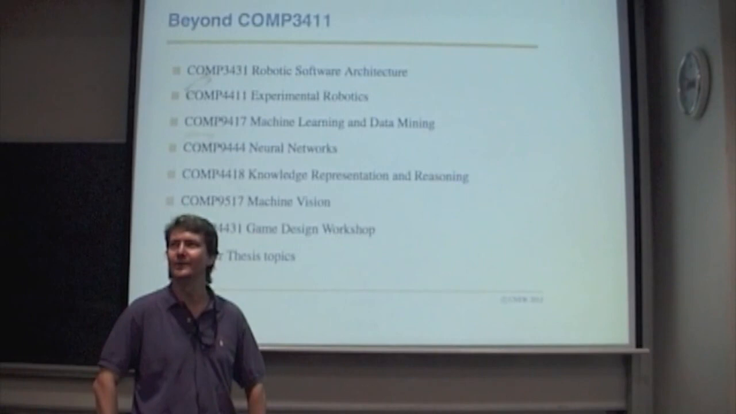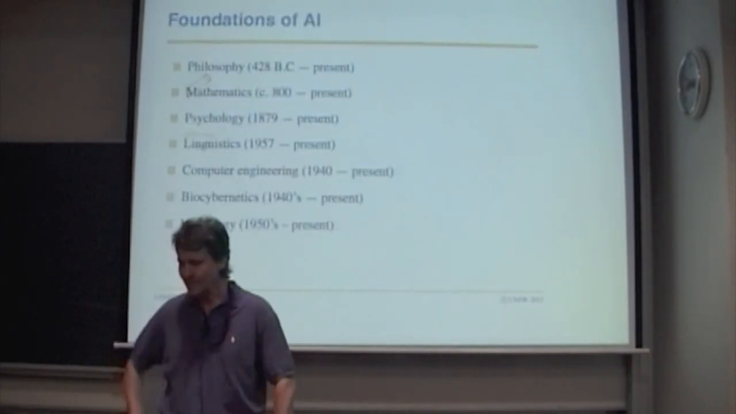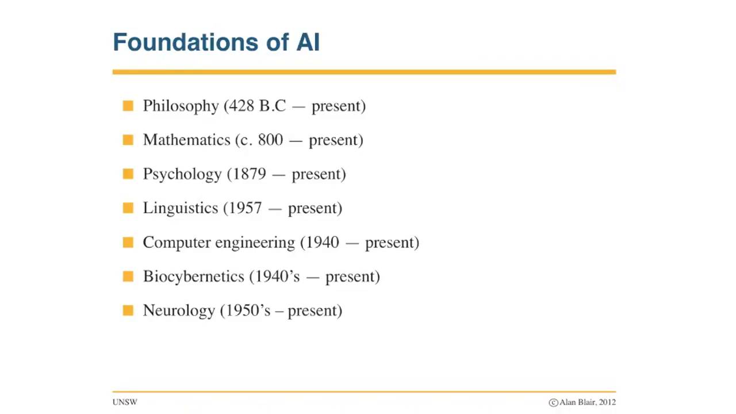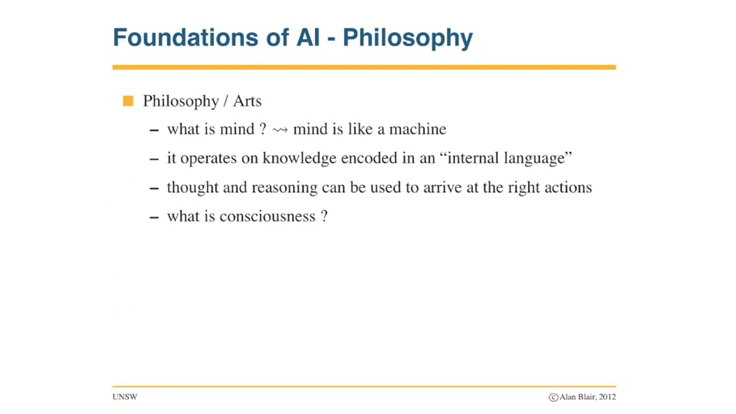Any questions so far? Now, AI really has a long history. The interesting thing about AI is that it's very much a multidisciplinary endeavor, and philosophers, mathematicians, psychologists, linguists, all sorts of different people have had a look at this and had a go at it, and they all come with their own particular views. So the first people really to look at it were the philosophers, starting in classical Greece.